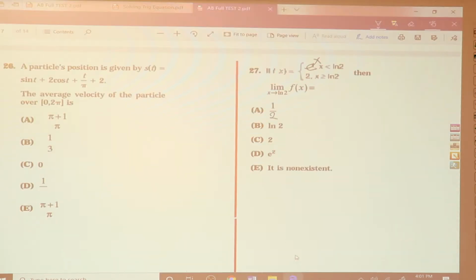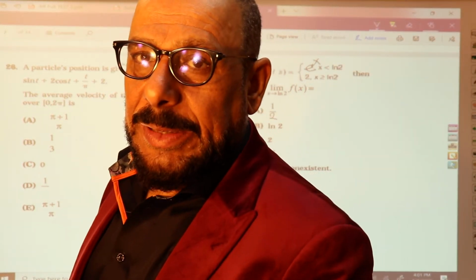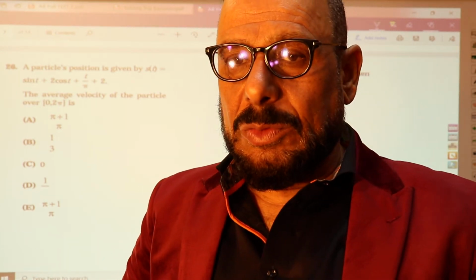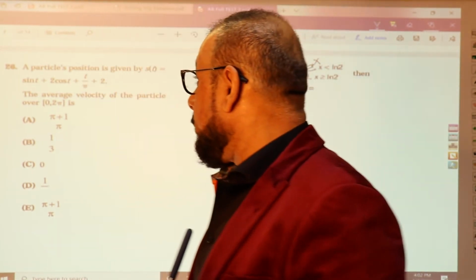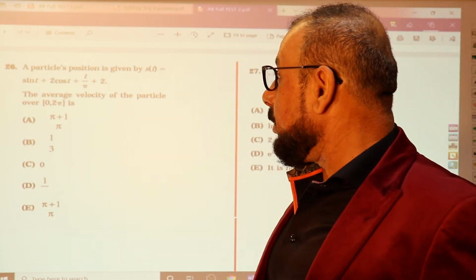Let us start. Yesterday we stopped at this problem, number 26, and let us see what we can do with this problem.